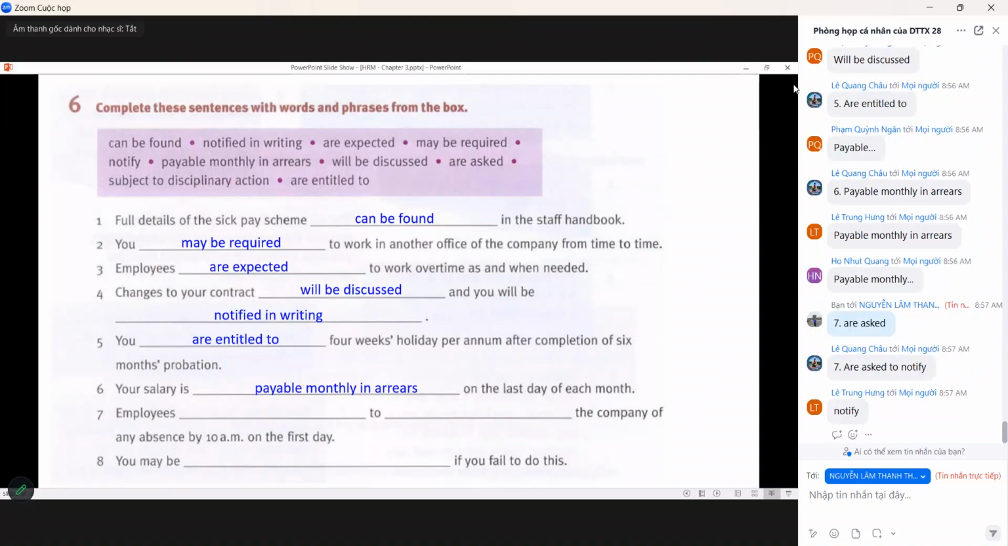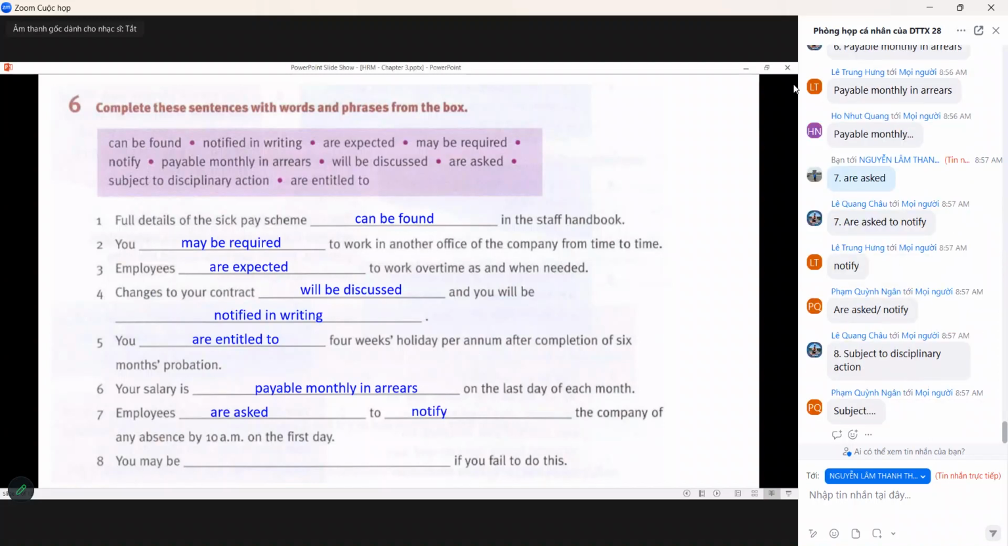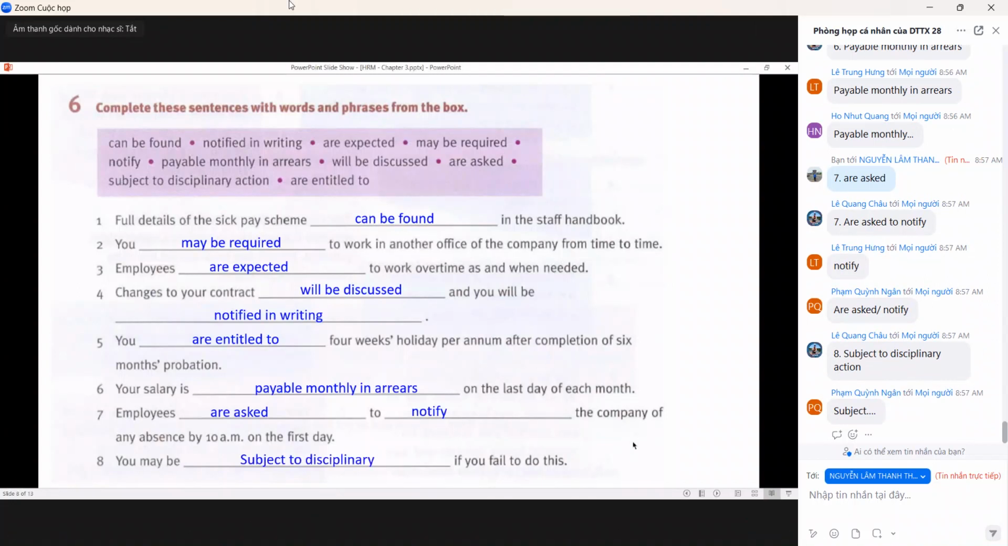Are asked to notify. Yes. And the last one, you may be what? Subject to disciplinary action if you fail to do this. Yeah, good job. Đúng hết rồi nha các bạn.